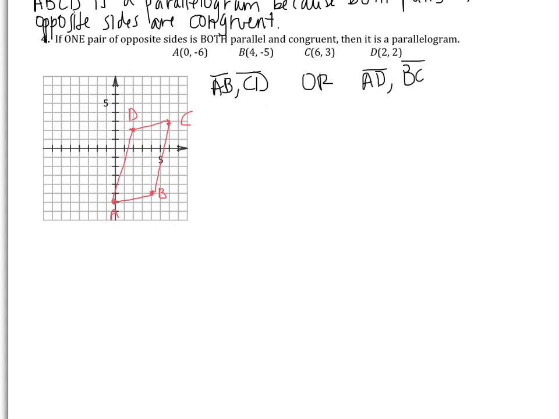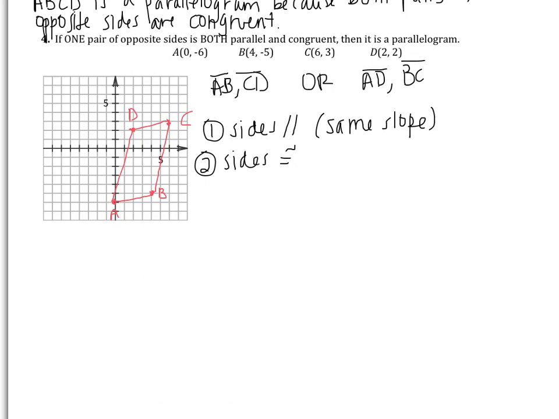Pick one of them. First, you're going to have to show that the sides are parallel, which we did in example 1. That means that they have the same slope. Then, you're going to have to show that the same pair of sides is congruent. So you're going to use the distance formula like we did in example 3. So pick one pair of sides and stick with them. When you come to class tomorrow, I'm expecting this example to be finished. I want you to try your best.